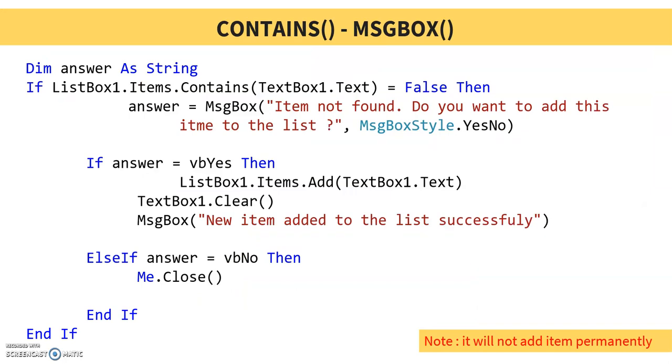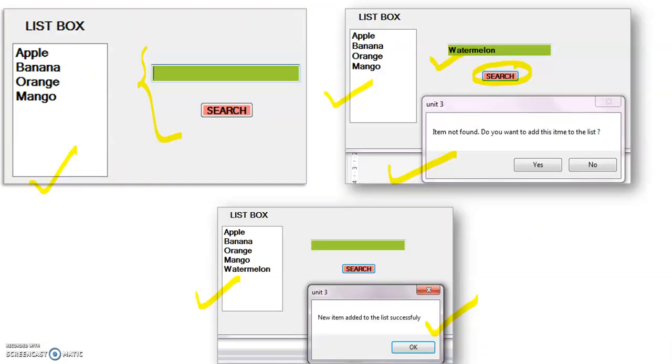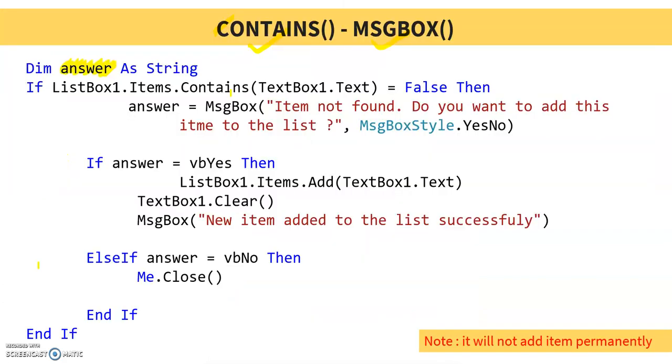Let's understand the code. In this code, we are going to use two methods. One is the Contains method and the second is the MessageBox method. So how to write the code for that? I have taken one variable, answer, as a string. Then all these things I have written on the click event. So do not forget, the click event of the search button.